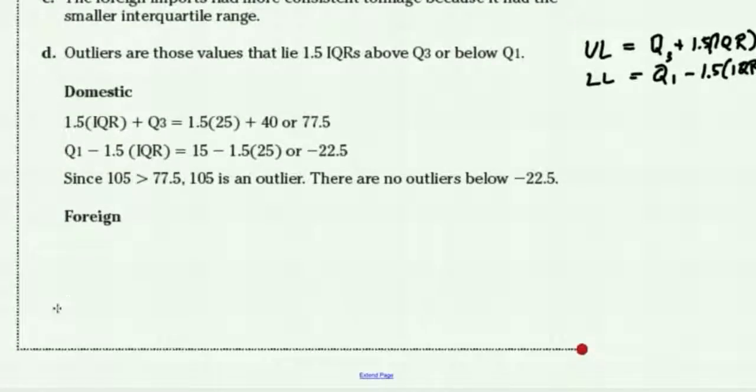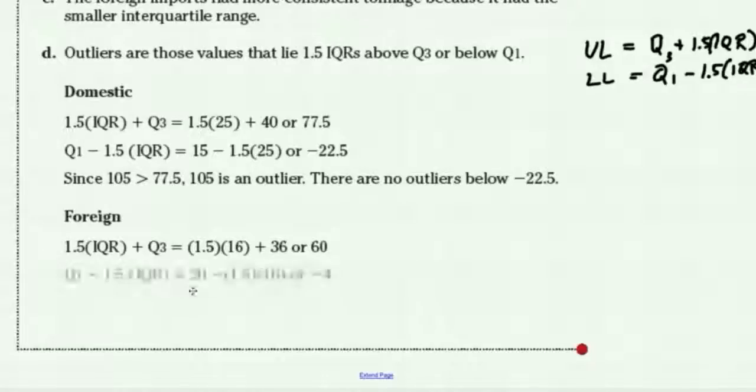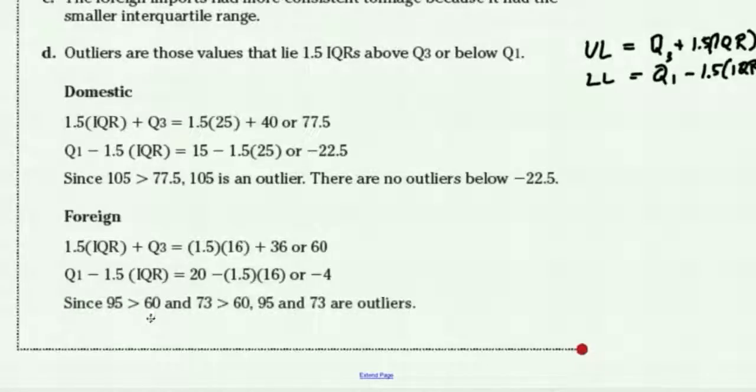For the foreign imports, let's do the same thing. 1.5 IQR plus Q3. So our upper limit for foreign imports would be 60, and our lower limit would be negative 4 using the same formula. And if you look at our data, since 95 is greater than 60 and 73 is greater than 60, we have two outliers for our foreign imports, 95 and 73. And there are no outliers below negative 4.